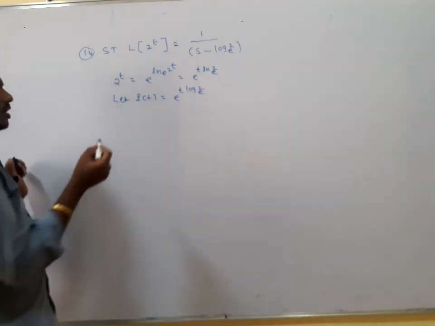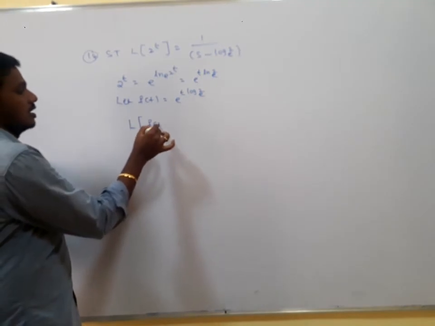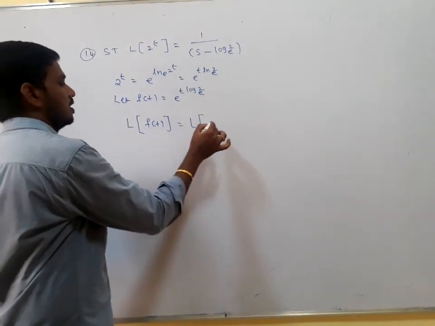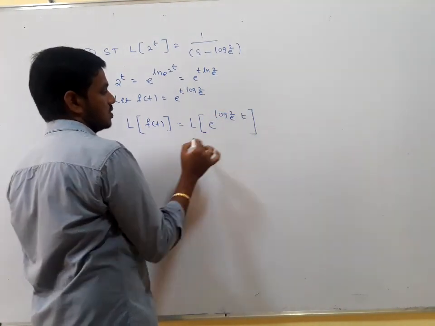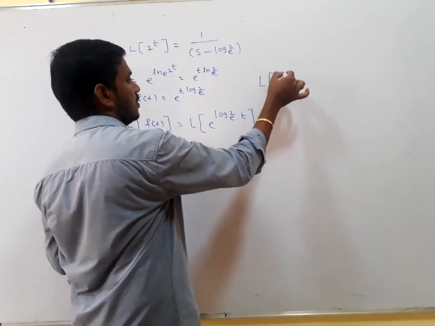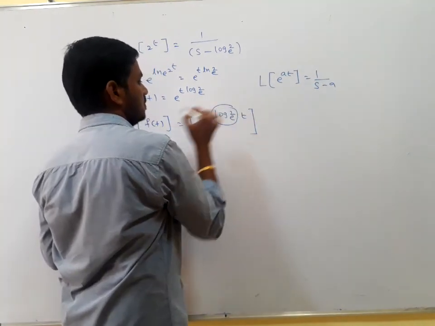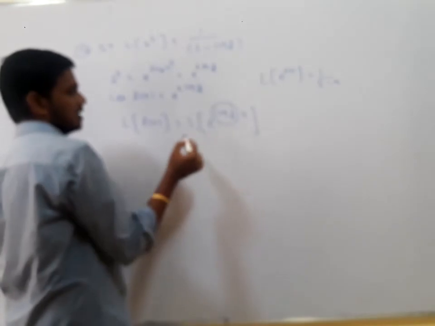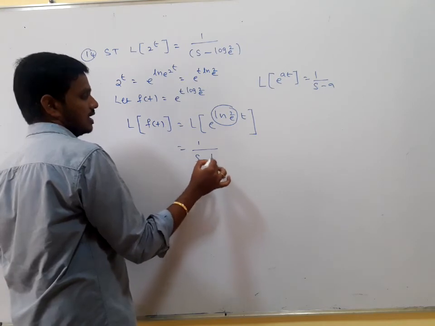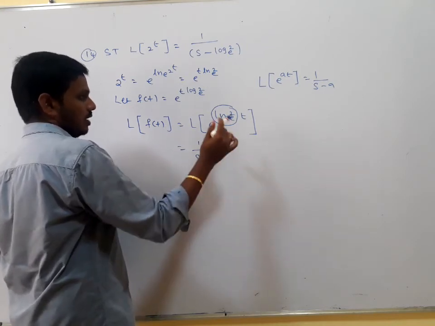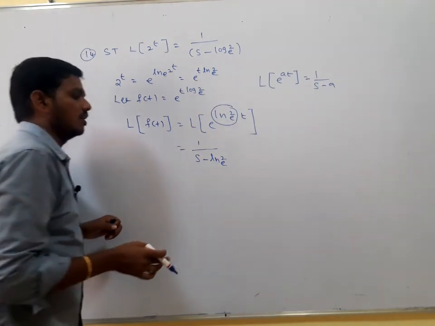This is f of t, no. Now the Laplace transform of f of t is nothing but the Laplace transform of e to the power of ln 2 to the base e into t. So it is in the form of the Laplace transform of e to the power of at is equal to 1 by s minus a. Here a is equal to ln 2 to the base e, so which is equal to 1 by s minus ln 2. If you know the formula, then ln 2 to the base e, or log 2 to the base e. This is the answer.